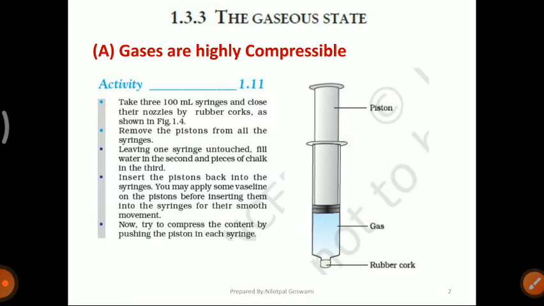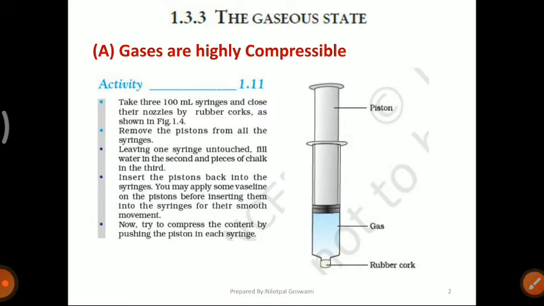So what will you observe? We'll observe that after a moment, even if we try hard, we cannot further compress the gas. That means gas is a matter, and with the help of this piston we can compress a large amount of this gas.